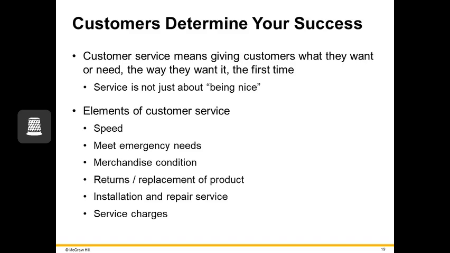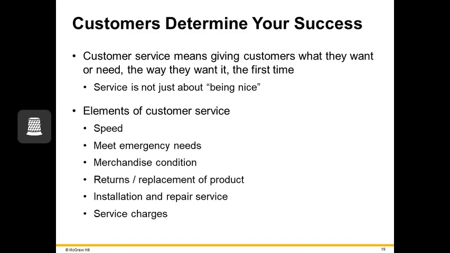So we need to make sure we're getting people what they want, getting it to them fast and right the first time. Okay, so within our customer service, we think about speed or getting things quickly, meeting emergency needs. If somebody's in a pickle, how do you help them? I had a faucet part break one night. I got down to Lowe's at 9:01. They were closed. They let me in. They let me buy the part I needed. They got me out. Okay, that was meeting an emergency need.